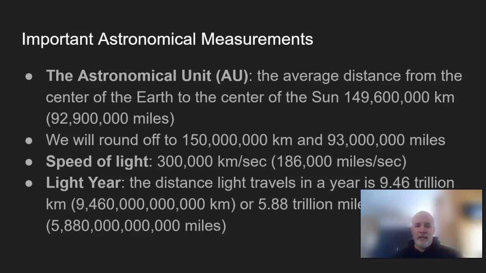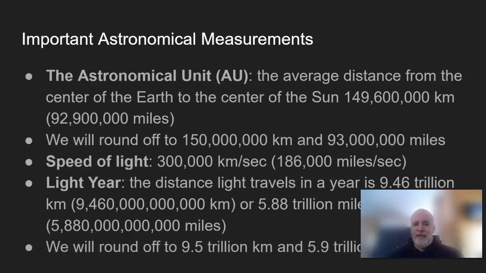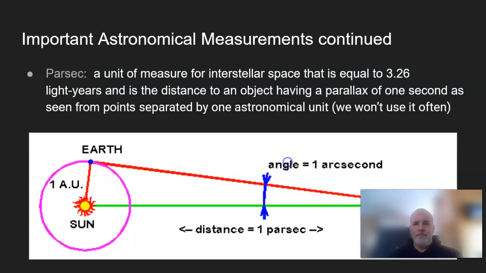9.46 trillion kilometers, or 5.88 trillion miles. It's almost impossible to even fathom how far that is, because how do we even imagine what a trillion is? It's hard to imagine a trillion, but 5.88 trillion miles in 1 second, or sorry, in 1 year. So we're going to round off to 9.5 trillion kilometers and 5.9 trillion miles when we use this.